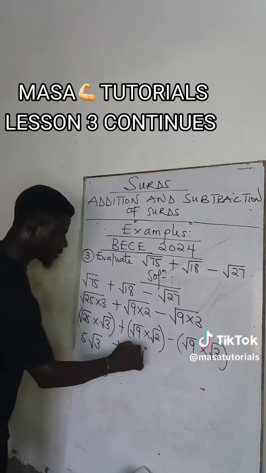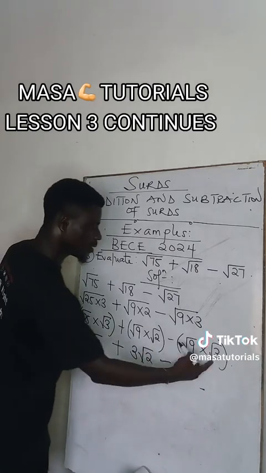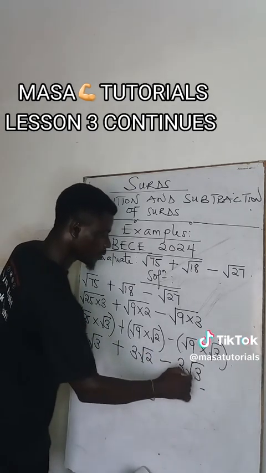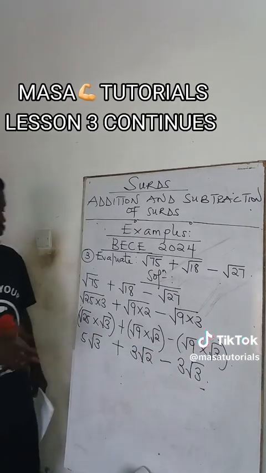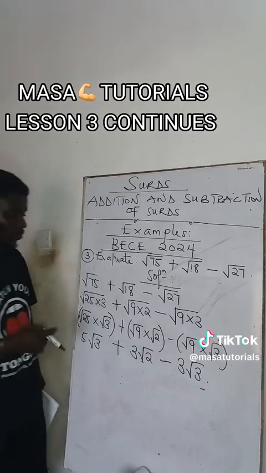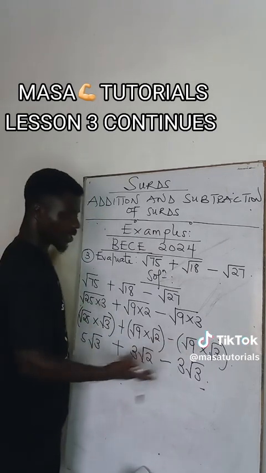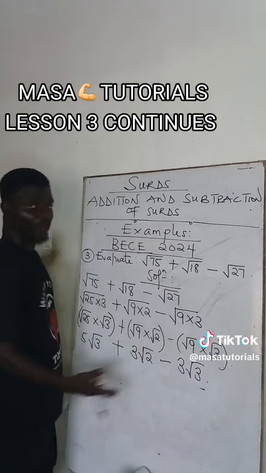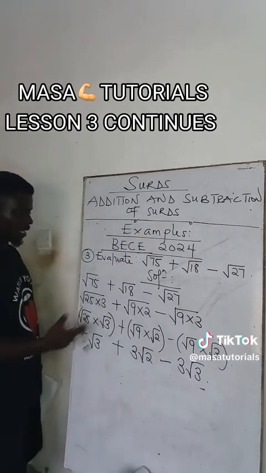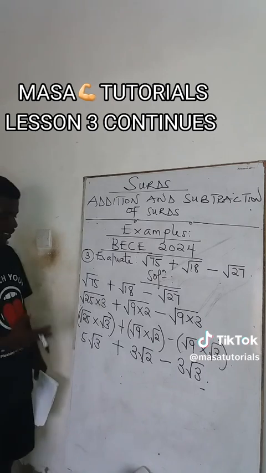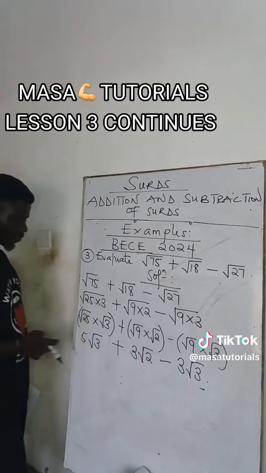We drop that. Square root of 2 minus square root of 9, which is 3. We drop this one. Don't forget that square root of 9 comes out of the square root, so 3 will not be inside the square root again. So 3 will multiply with 1. The square root of 9 is just 3. Now let's see: 5 square root of 3 plus 3 square root of 2 minus 3 square root of 3.